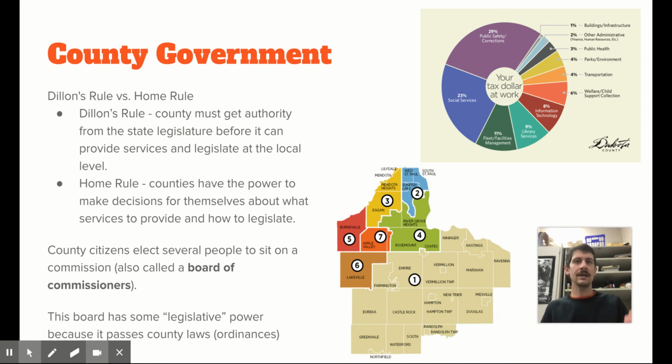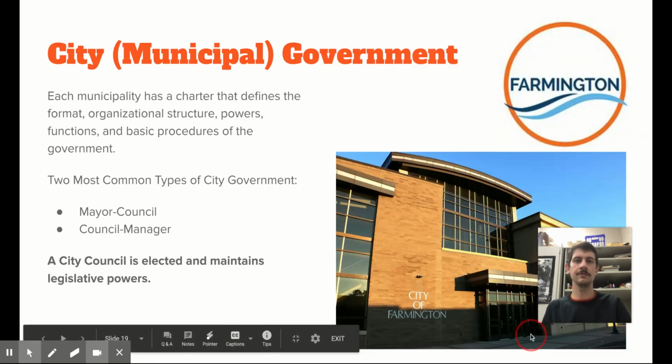At the local level, at the county level, the group of people that are making the laws, they're called the Board of Commissioners. The board has some legislative powers because it passes county laws or ordinances. So at the county level, Board of Commissioners, they are elected by you to serve and make laws.